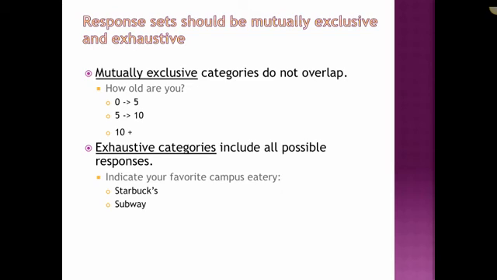But they also need to be inclusive and exhaustive. So the second example would be a bad example of a non-exhaustive response set, right? If you ask people, indicate your favorite campus eatery: Starbucks or Subway. Of course, those are not the only eateries on campus, and so that would not be an exhaustive set of response options. Kind of obvious, but you need to be attentive to these issues.